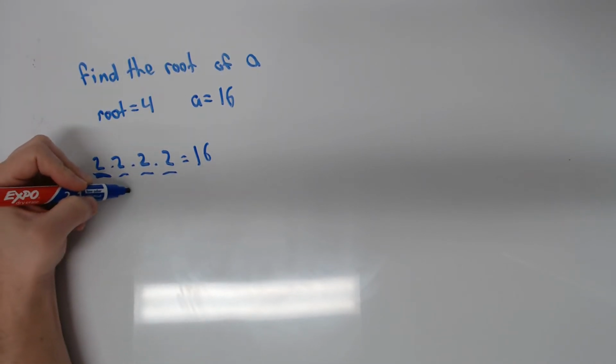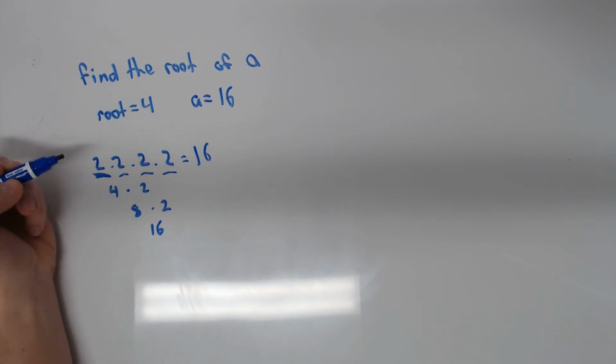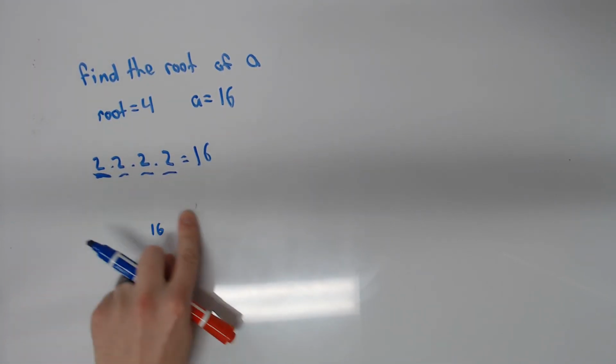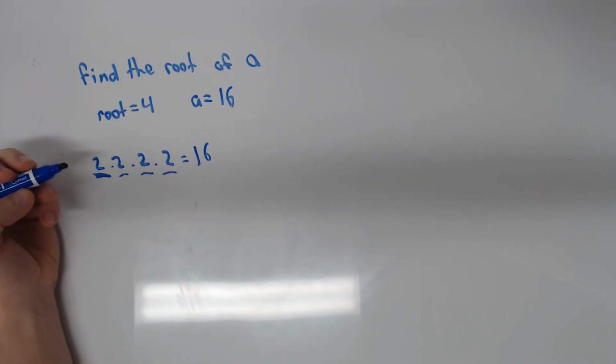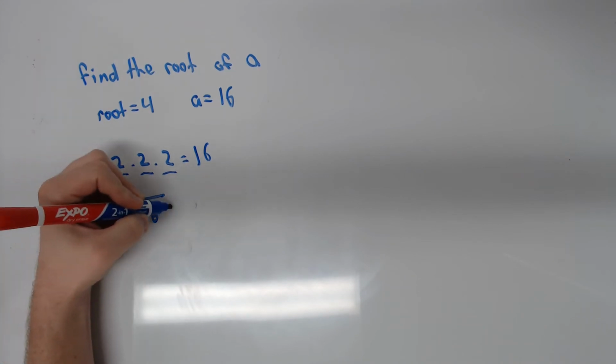2 times 2 is 4. 4 times 2 is 8. 8 times 2 is 16. So 2 is the 4th root of 16. So the way I would write that out is the 4th root of 16 equals 2.